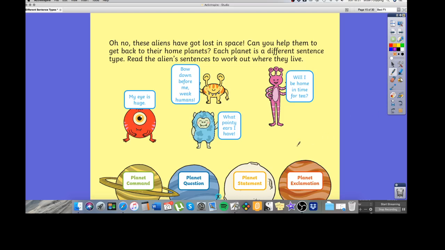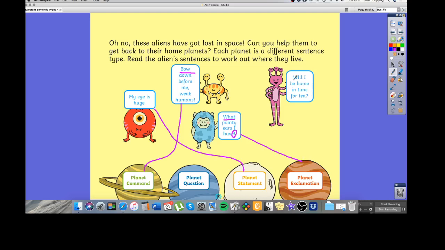Okay, hopefully you've had a go at this and you're not doing this by yourself. So my eye is huge. That's telling us a fact. So that is our statement. Bow down before me, weak humans. Bow is an imperative verb, so it must be a command. What pointy ears you have. There's my what and there's my exclamation mark. So it must be an exclamation.